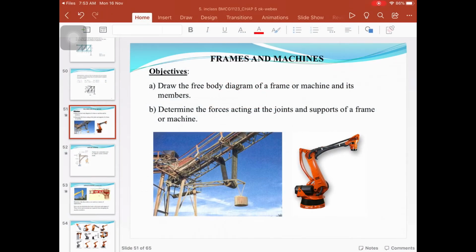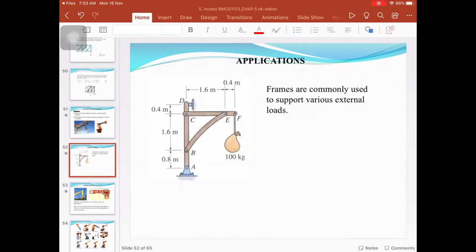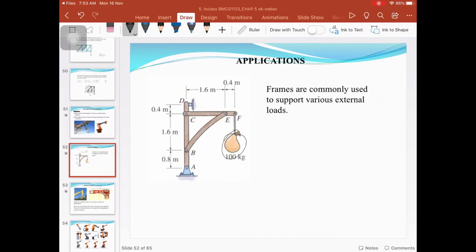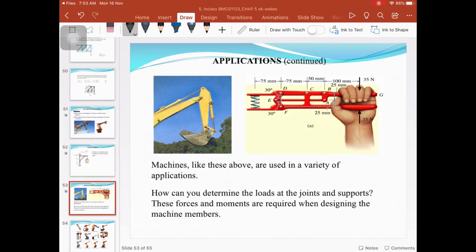Now we go into the next section, which is more based on application. We go into frames and machines. Frames are commonly used to support various external loads. You have an external load here. Machines like this are used in a variety of applications.